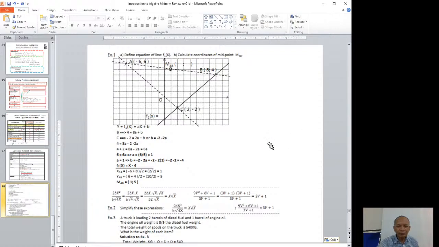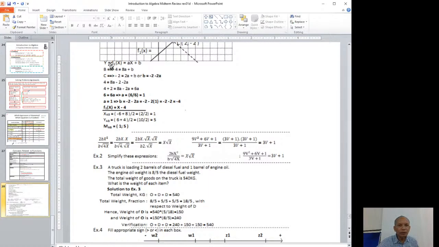the sample exam sheet with solution. I write y equal f1x equal ax plus b, and then from point A we have like this, from point C we have like this, and then we solve them. That's all. And then the midpoint, x between A and B is added together and divided by 2, y is added together and divided by 2. Okay, so you see.